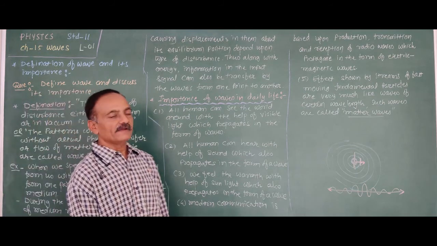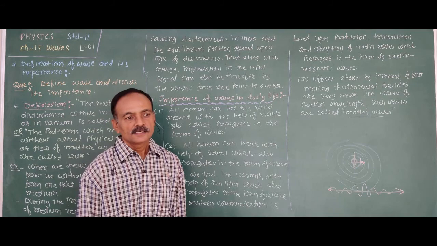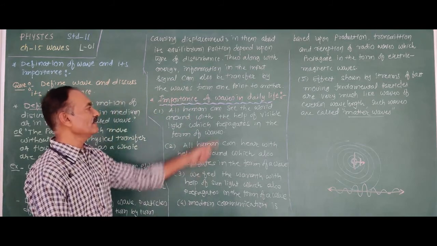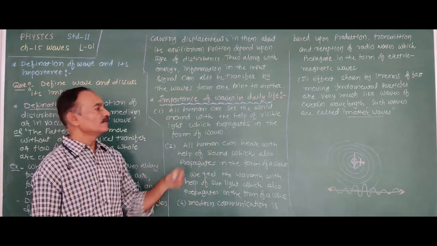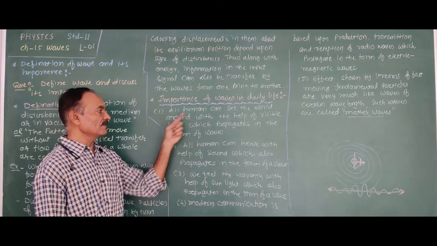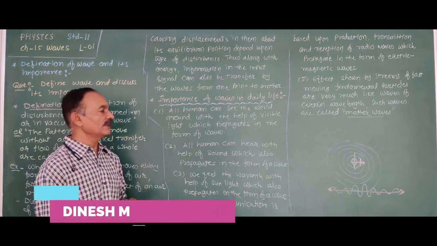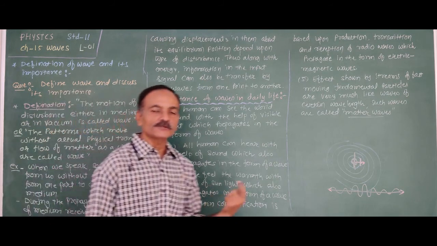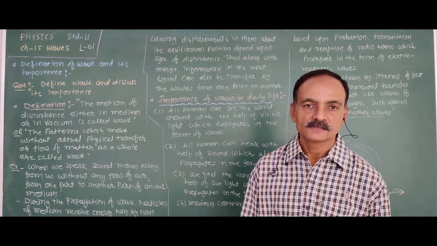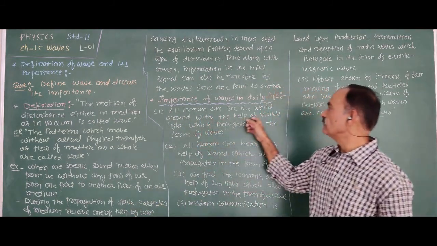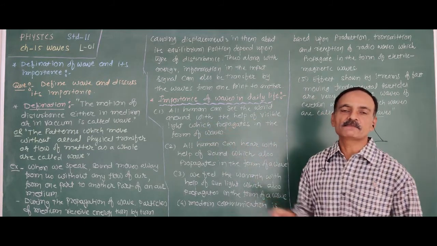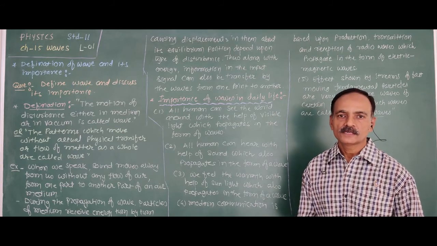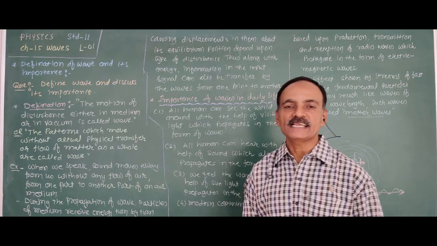Now, what is the importance of the wave in our daily life? In our daily life, there are some phenomena that depend on the wave. First is very simple. All humans can see the world around with the help of visible light, which propagates in the form of a wave. This visible light can propagate in the medium like a wave. Actually, light is also a wave, that is, an electromagnetic wave.